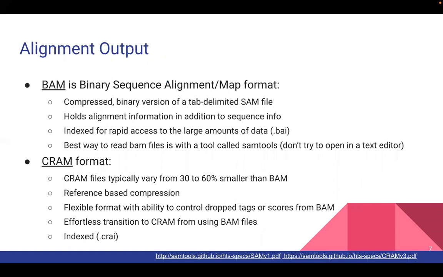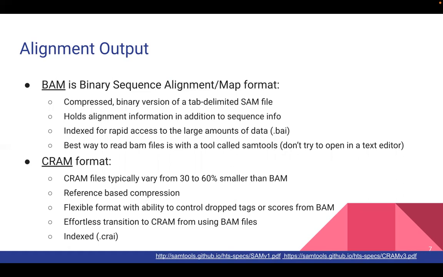Now, as these new files contain everything that was in a FASTQ, plus alignment info and scores, we need more efficient ways to store this information. Compressed binary files called BAMs are able to hold all of this and are indexed for faster information retrieval. Note, these are not text files and are most easily viewed or manipulated with a tool called SAMtools. SAM referencing the original format of a tab delimited sequence alignment file.